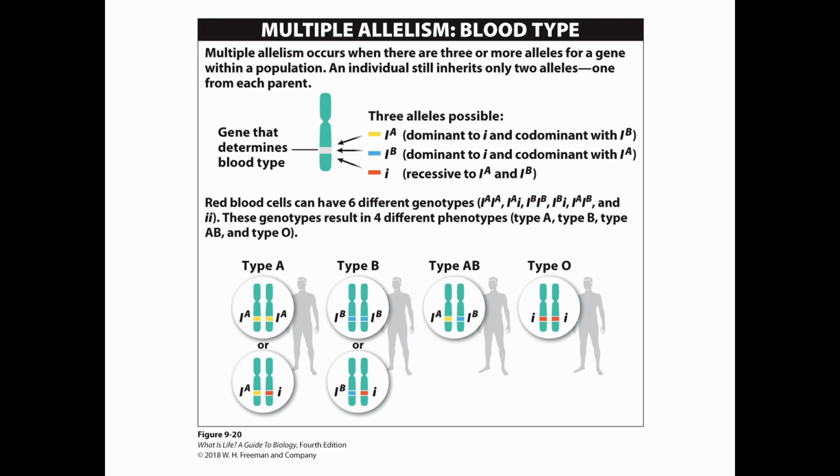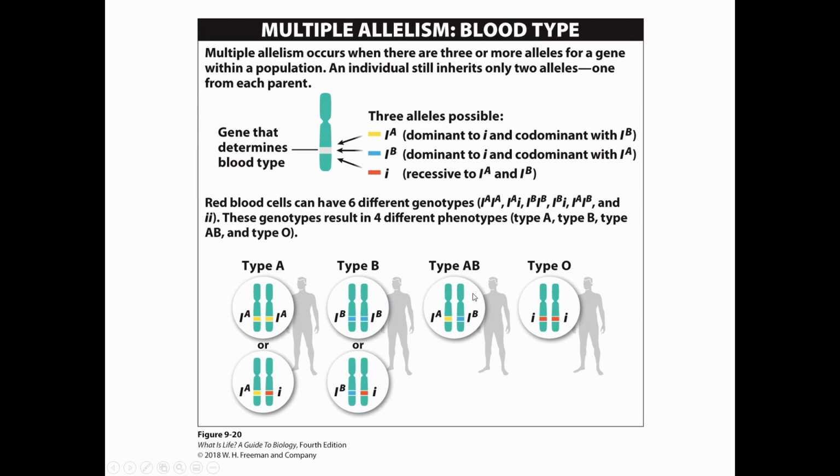But let's dive in a little bit further. So like I said, there are 3 possible alleles, IA, IB, and i. We notice that the IA and IB alleles have capital I's. This means that they are both going to be dominant over our lowercase i. But what happens if you have IA, IB, where both I's are capital? In that case, you end up with type AB blood.